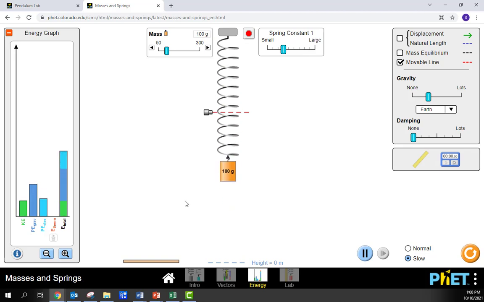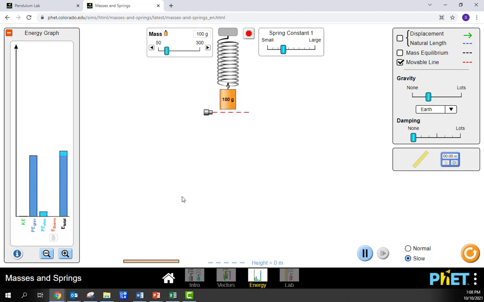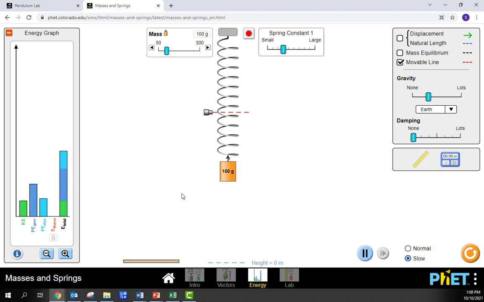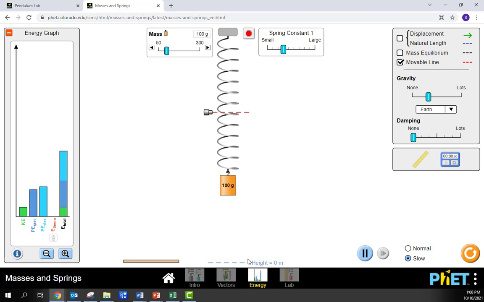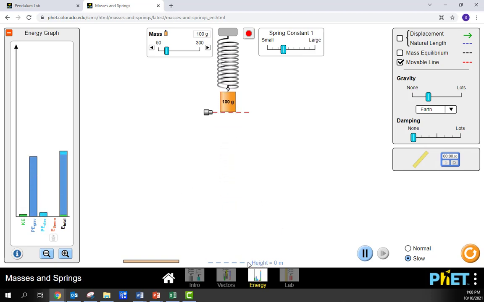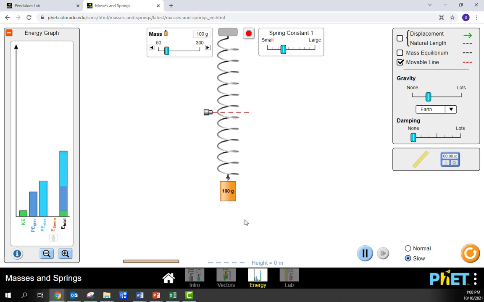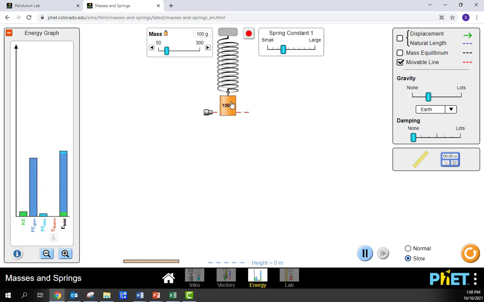So the question in the PowerPoint slide was asking, when is each type of energy present, maximized, and minimized? Gravitational potential energy in this case is always present because we have height equals 0 down here at this blue line, and we never get down to it. It is maximized when the mass is as far as possible above that line.